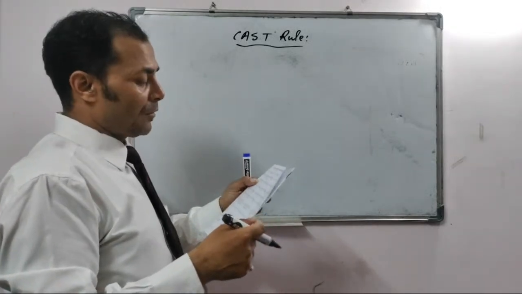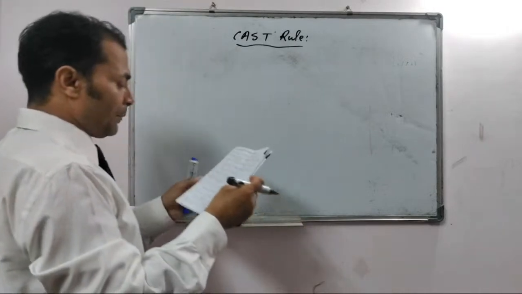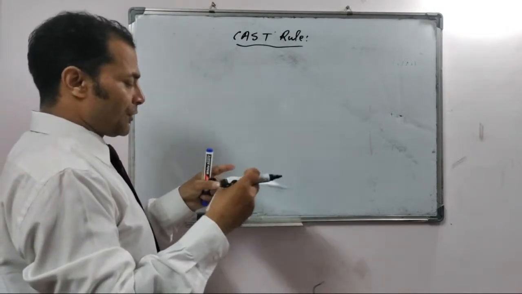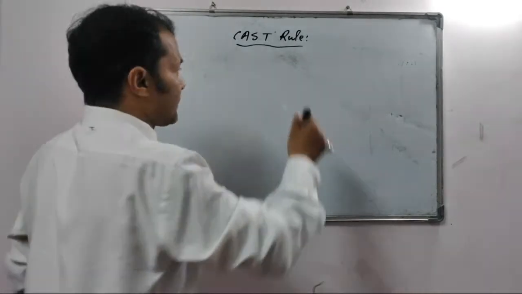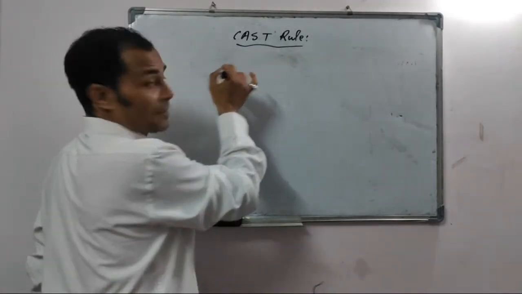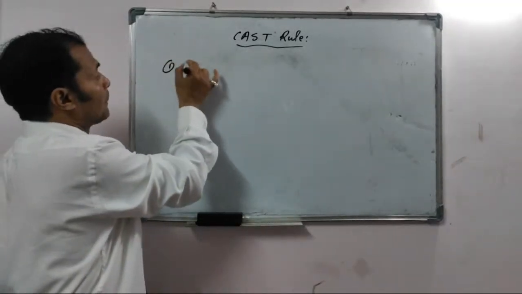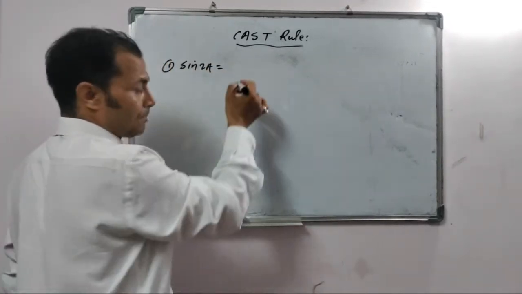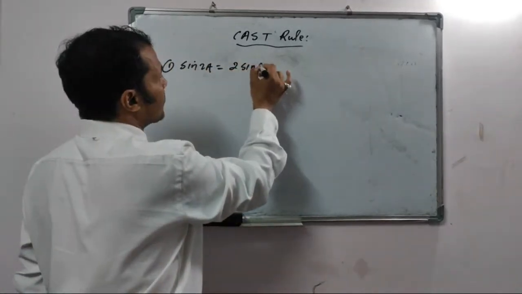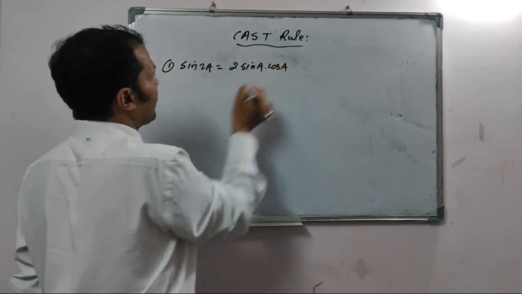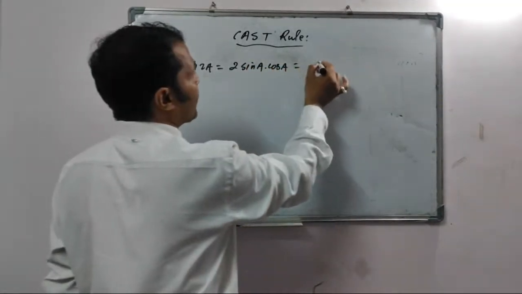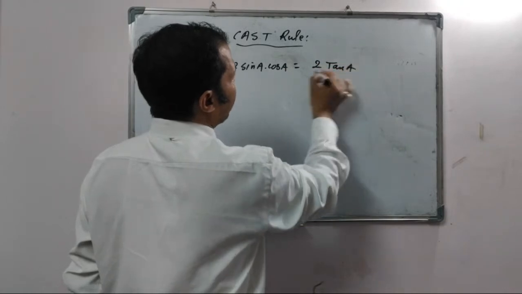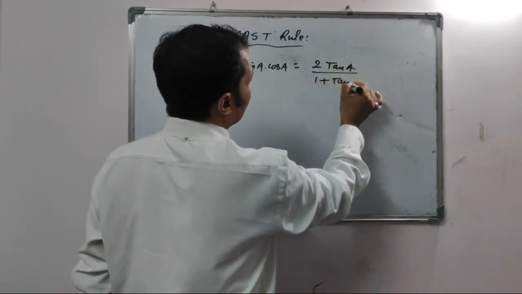Okay, now look here. I'm going to give you some very important questions from multiple angles. Before that, do you guys know the formula of this? What is the formula of sin 2a? 2 sin a cos a. Right? What is the formula in terms of tan? 2 tan a by 1 plus tan square a.